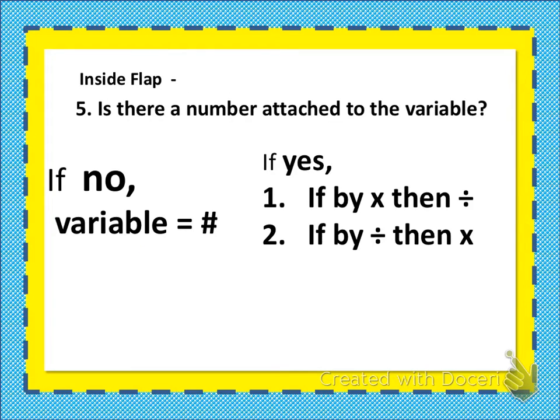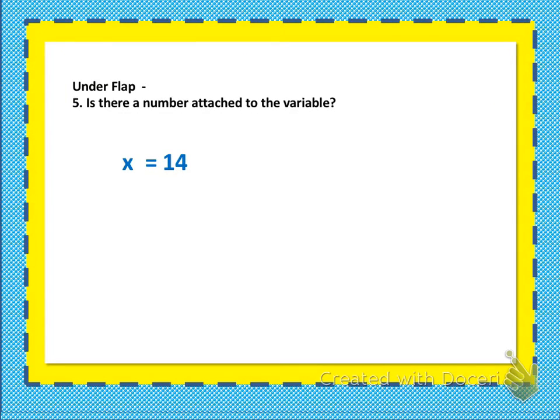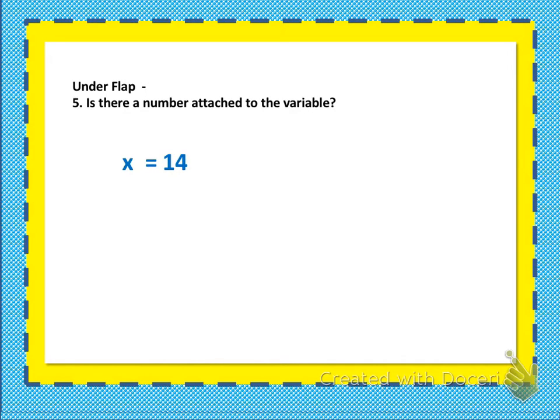Now inside flap 5, is there a number attached to the variable? If no, the variable equals a number. You're solved. If yes, if it's multiplied, then divide, and if it's divided, then multiply. Right here, it's already x equals a number, so I didn't have to multiply or divide, but some of your equations you may have to. And that's the end of it. You've got all the tools you need now to solve equations.